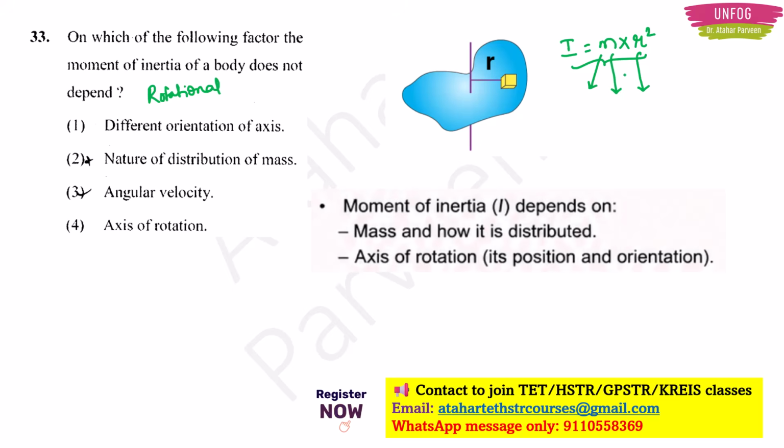Now if you see the options, different orientation of axis, yes, it is from axis of rotation. Moment of inertia depends on it. Nature of distribution of mass, yes, it depends. Angular velocity, this is not there in our formula, right? So in the question they are asking that moment of inertia of a body does not depend on, so the correct answer is angular velocity. Then the fourth one is axis of rotation. That is, of course, it is directly proportional to the square of the distance from the axis of rotation. So you have to remember these three important points on which the moment of inertia depends.